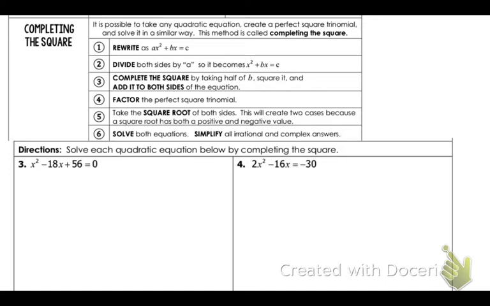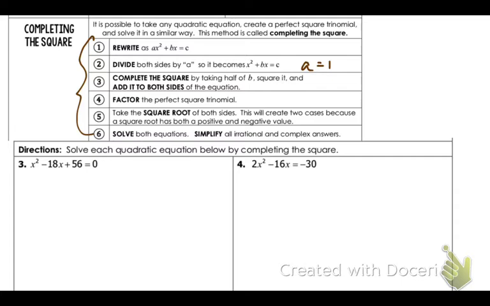So let's look at this one. We have these 6 steps that we need to follow. Step 1 is to rewrite it as ax squared plus bx is equal to c. Your c has to be on the other side of the equal sign. You're going to divide both sides by a so that your a becomes just x squared. So basically what they want is for the a to equal positive 1. If it's not a positive 1, you're going to have to divide it by a. Otherwise, even if you divide it, it doesn't really change anything if it's already a positive 1.